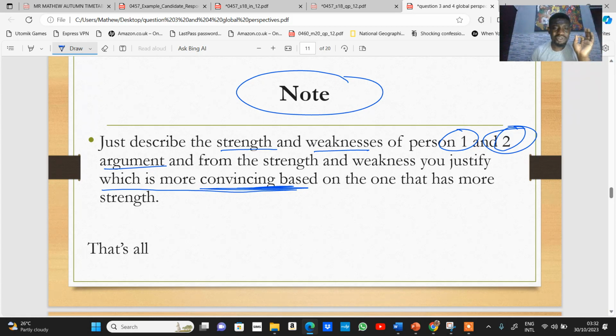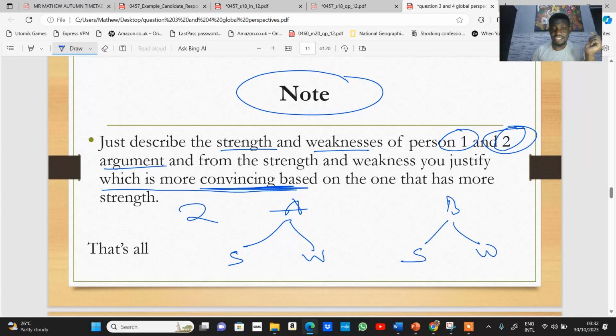Since you already know how to answer questions on strengths and weaknesses, now you have two individuals, let me call them individual A and individual B, and you have statements about them. So all you need to do is talk about the strength and the weakness of statement A. Then you come to the second person, you talk about his strengths and his weaknesses. Then in your conclusion, the person with the highest number of strengths, based on your analysis, should have the most convincing statement. That's it. That is just it.